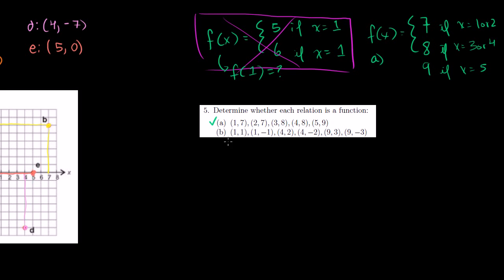Now part B, let's see, if x is 1, y is 1. But then they say if x is 1, y is negative 1. Well, that makes no sense. They're doing this right here.